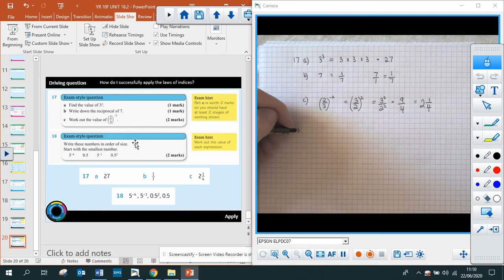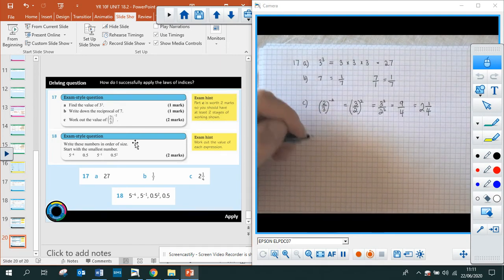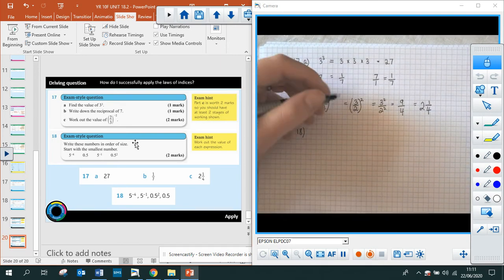Question 18. You've been given a hint that says work out the value of each expression. Okay, so it says write these numbers in order of size. Start with the smallest. So we've just done one very similar. And what I did in that, and as it's suggested, is I wrote the value of each.